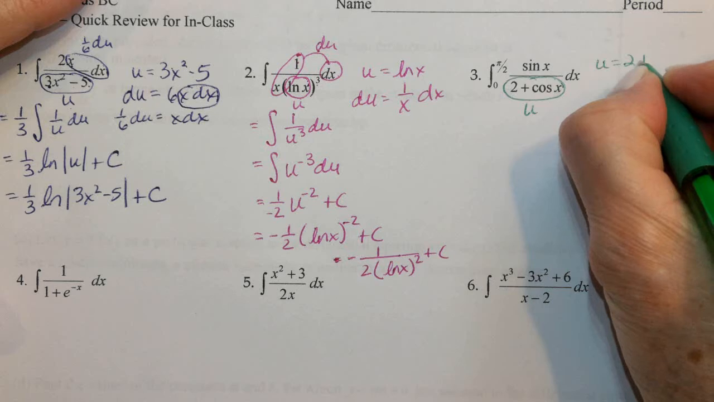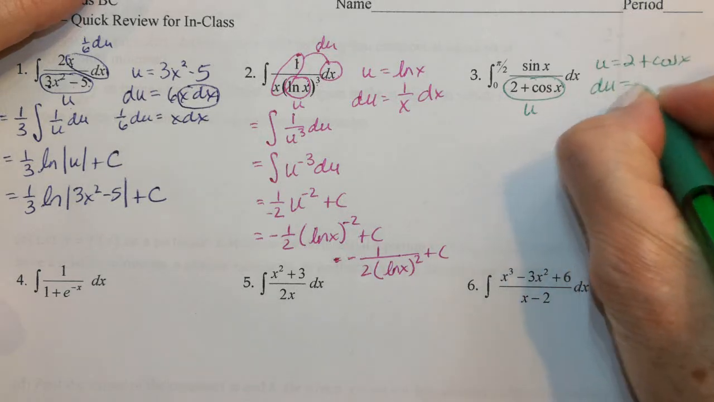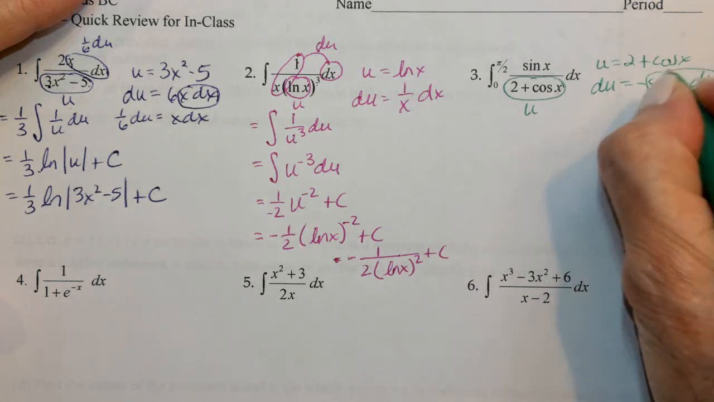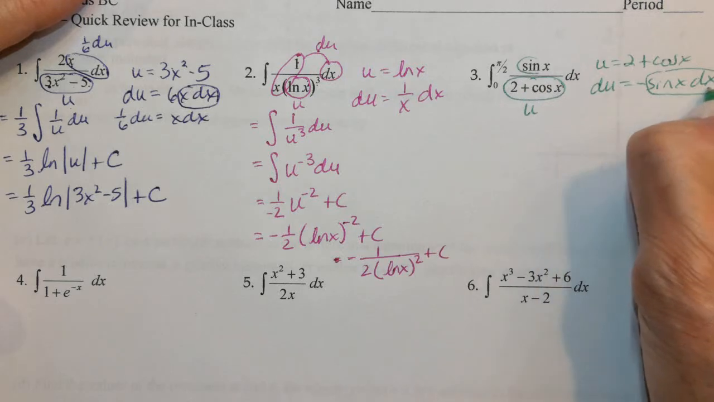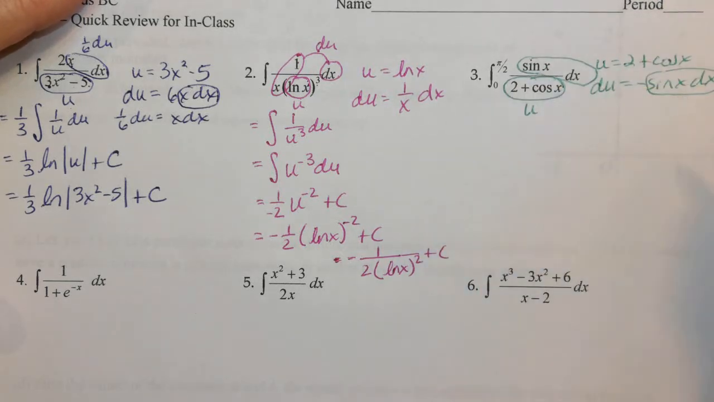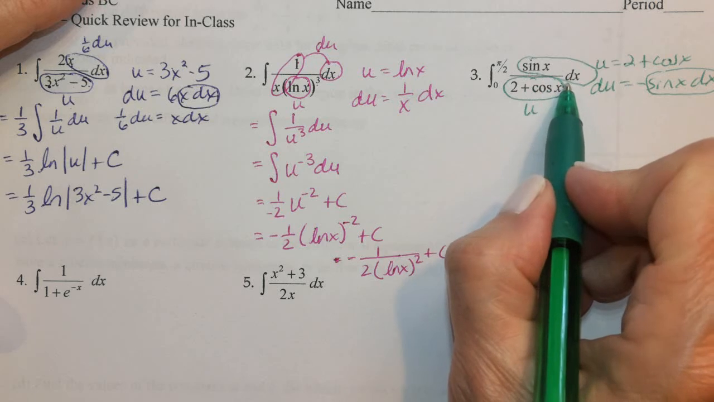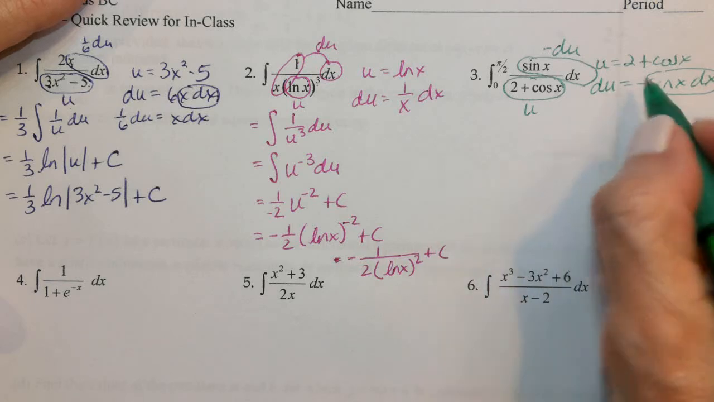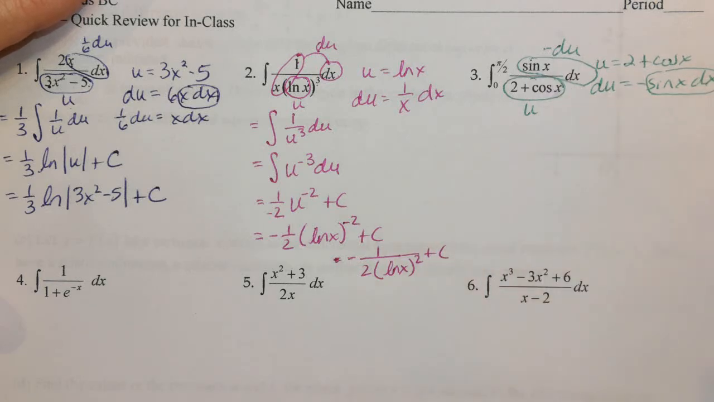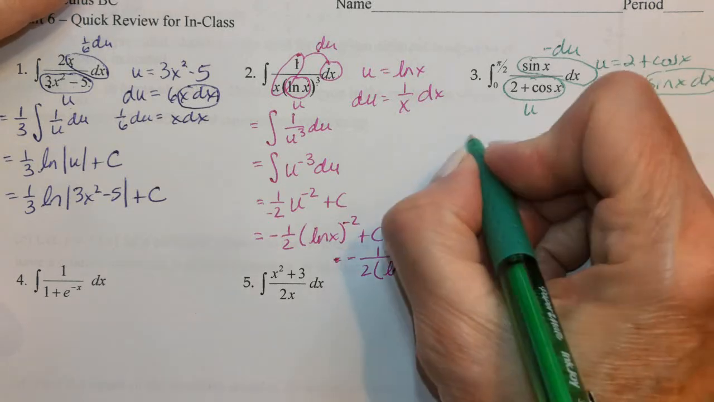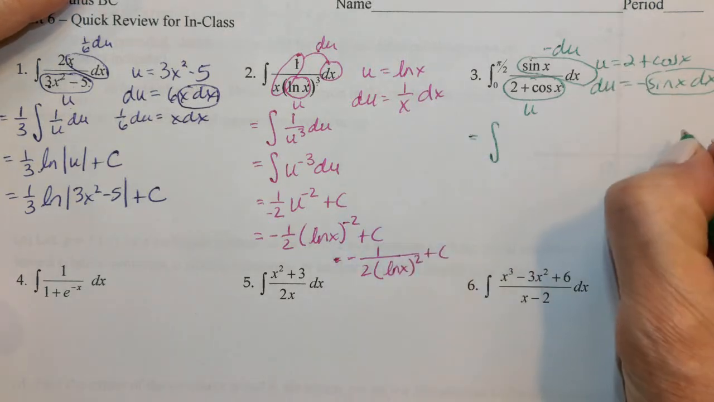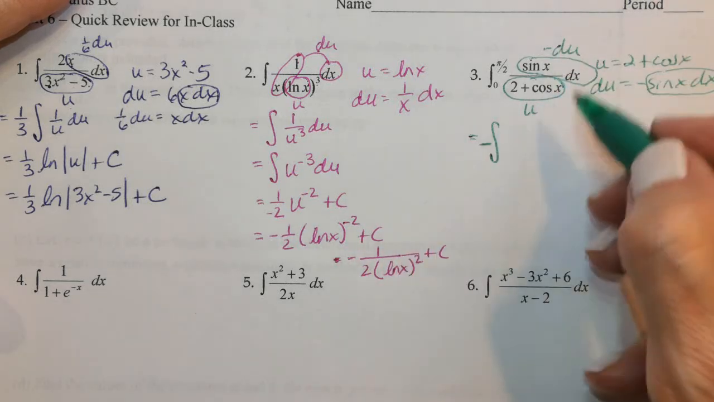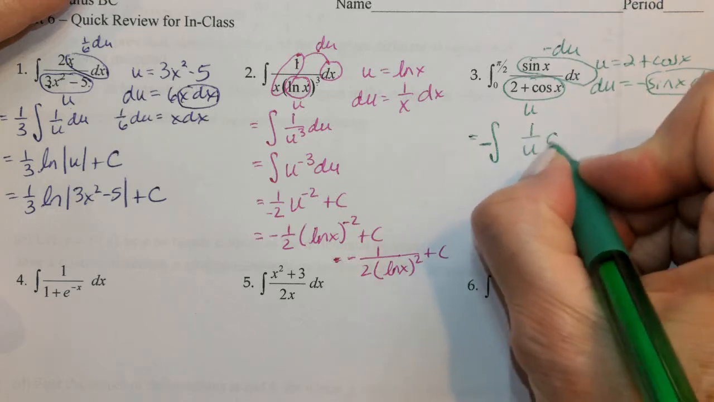U is equal to 2 plus cosine x. Du is negative sine x dx. So here's a sine x dx. What do I put in place of sine x dx? A negative du. A negative because we would need to bring that negative over, and we're doing a substitution. So now we're going to have the antiderivative of negative, which I'm going to pull outside, negative du over u, or 1 over u du.